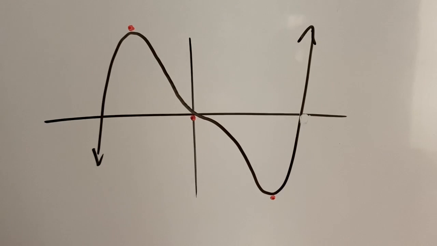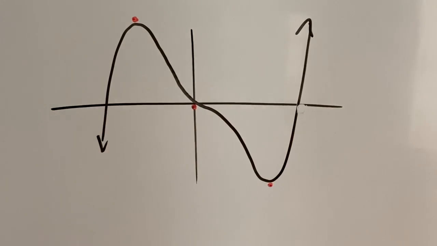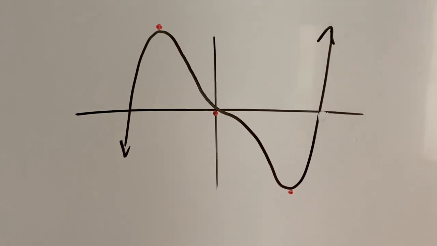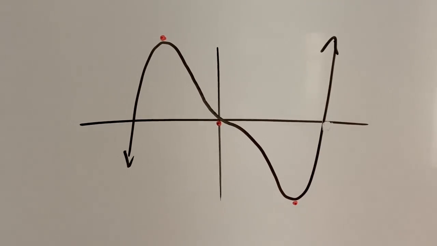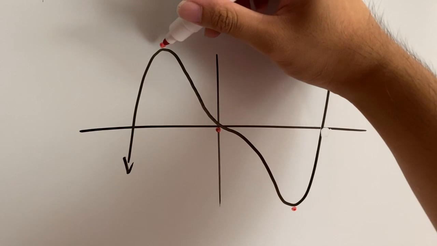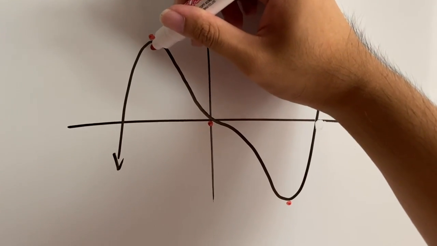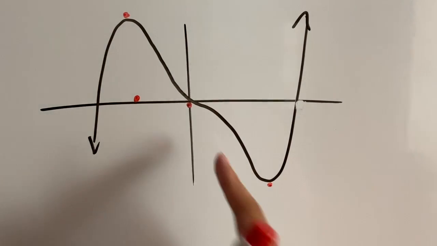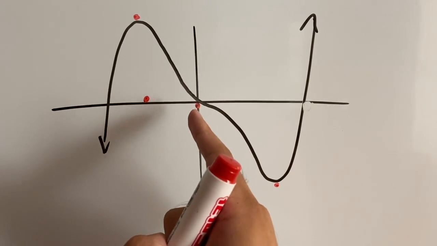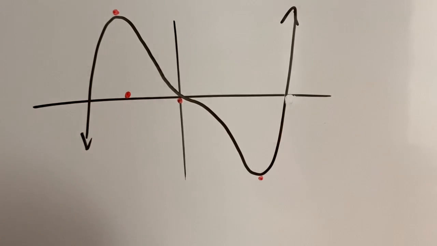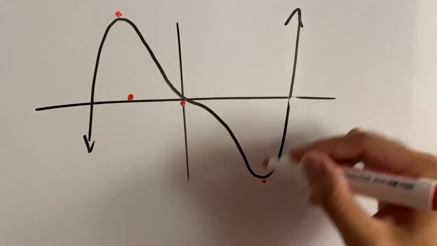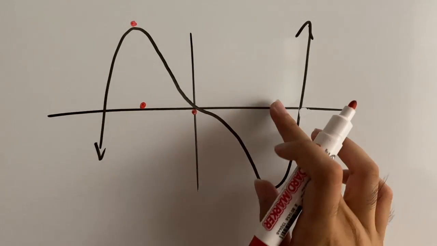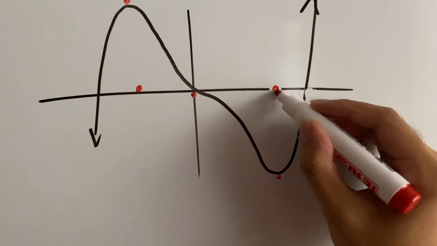If I want to find the gradient function of this graph right here, all I need to do is think about where my stationary points are and move my stationary points to the x-axis. So you see this point over here, right? I'm going to bring it all the way down, all the way to my x-axis right there. Okay, now I can see the stationary point is already on the x-axis, so I'm cool with that. Okay, now over here I have a stationary point. I want to move it over to the x-axis, so I'm going to put it over here.